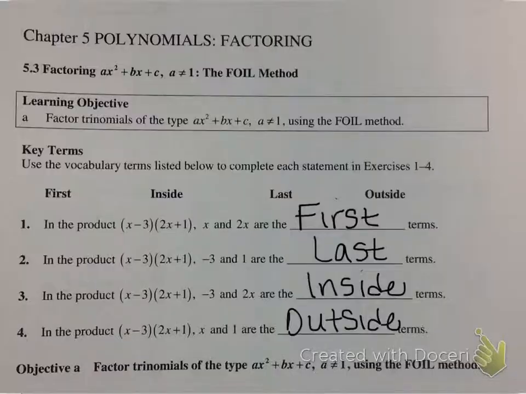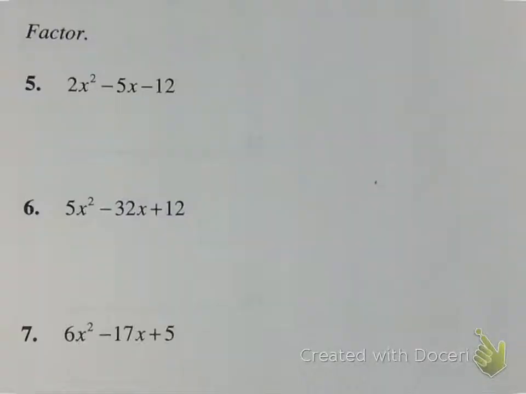We're going to use the idea of FOIL to help us guess and check through the factoring method. Since all of these have a leading coefficient other than 1, we can't use the same little trick we used in the previous lesson: factors of 12 that add up to 5. There are no factors of 12 that add up to 5. So we do have another way to factor that, and we're going to use the FOIL method.